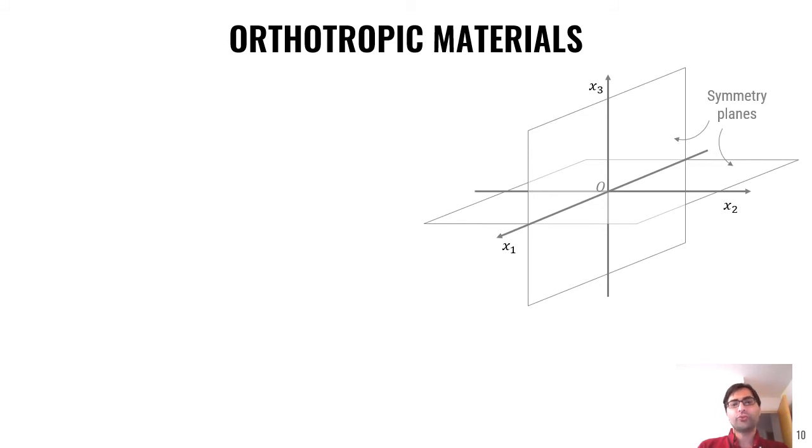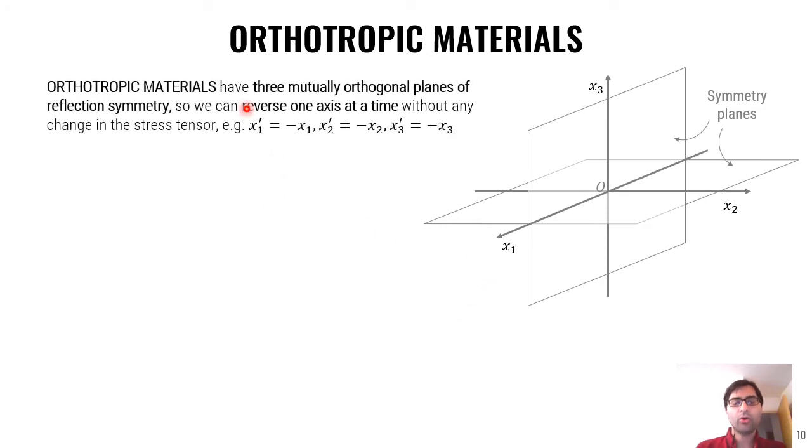Okay. Orthotropic material has multiple symmetry planes. You see two of the symmetry planes here, basically the x1, x3 and x1, x2 planes. They have three mutually orthogonal planes of symmetry, so we can reverse one axis at a time without any change in the stress tensor.